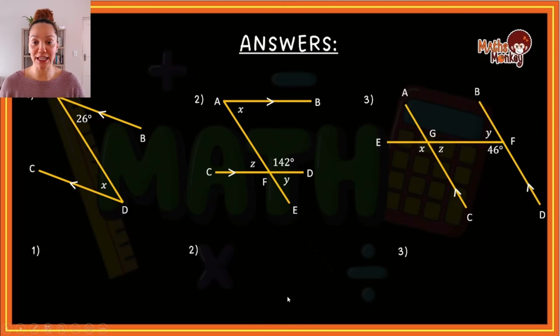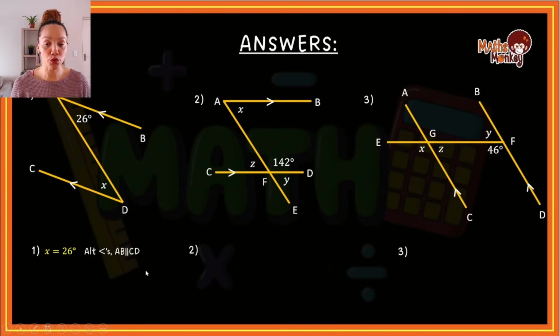Okay, so let's have a look here. Your first answer should have been x is equal to 26, and you would have seen this was an easy one, that it makes a z, so our reason is alternate angles, and the parallel lines is AB is parallel to CD. Okay, so make a tick on the angles and a tick on your reason.